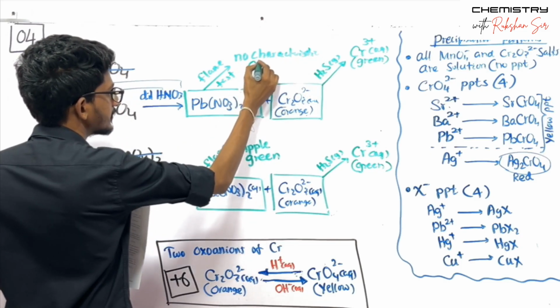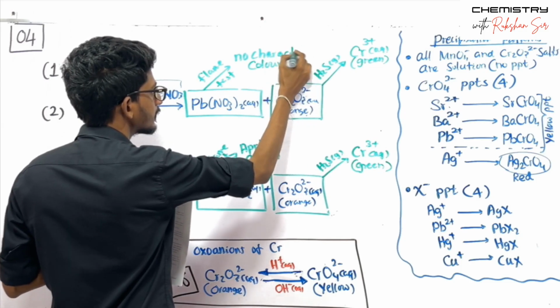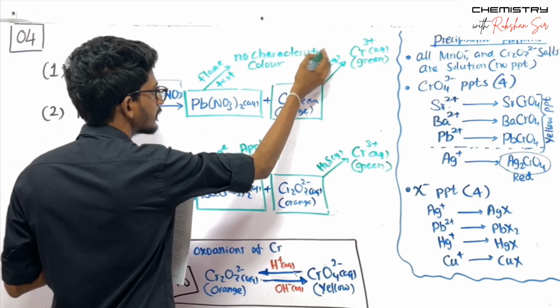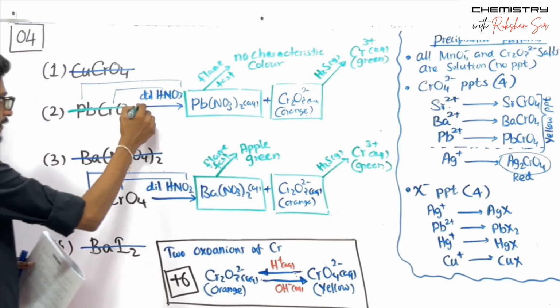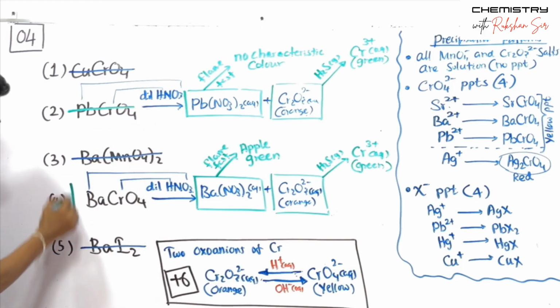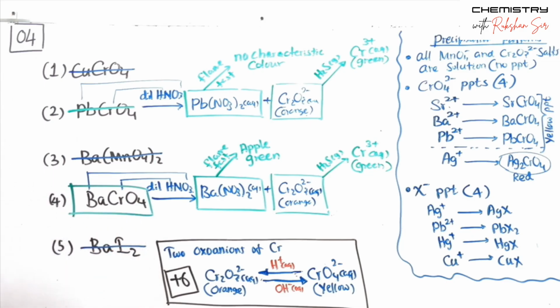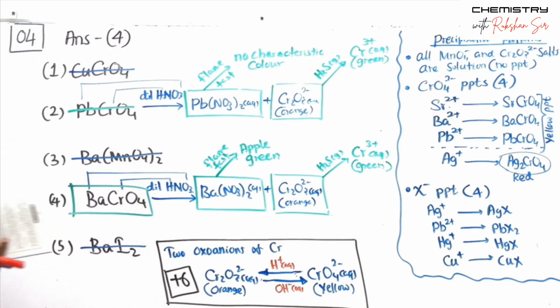No characteristic color. Right? So they are saying a green color is observed. So this is out, no characteristic color there. So your answer is barium chromate. Right? Answer is barium chromate. So the answer is option number 4. Clear? Just do the work.